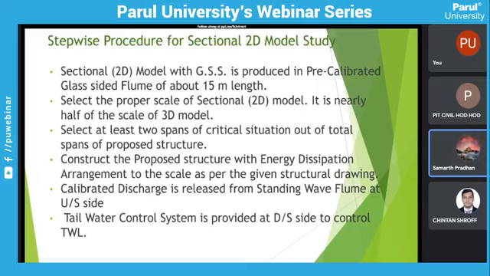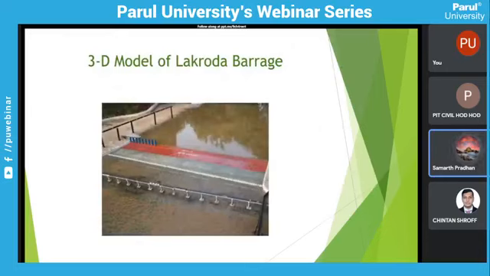Now we will see the 2D model. In this picture you can see the overall whole structure is covered. This is the river on the upstream side, and this is the downstream side. So on the 3D model you will get the overall idea. Suppose you want to do a specific study, what is the effect? Here you can see the overall effect.